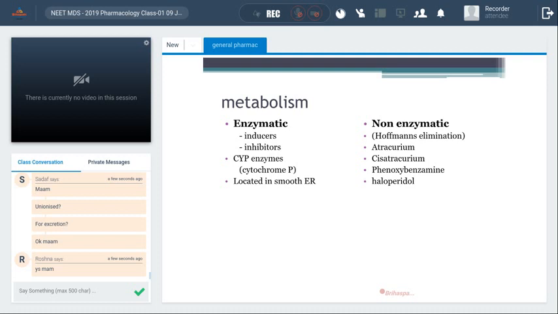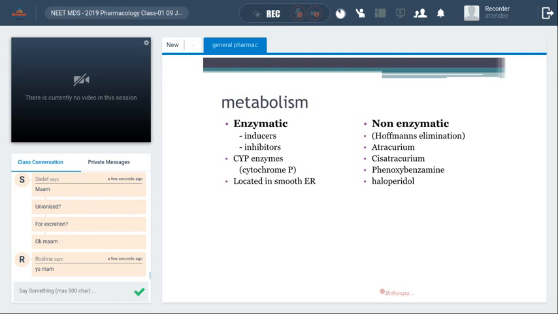There are also drugs which, without the help of enzymes, are getting converted. That is called non-enzymatic elimination. So we'll finish off non-enzymatic first. Without the help of the cytochrome P enzymes, which are located in smooth endoplasmic reticulum, a drug can undergo metabolism or conversion. That is called Hofmann's elimination. This is a very, very important MCQ. Hofmann's elimination is non-enzymatic degradation or biotransformation of a molecule. Under which examples you have atracurium, cisatracurium, phenoxybenzamine, and haloperidol. Most important example is atracurium and cisatracurium. Okay, now that's all for Hofmann's elimination.